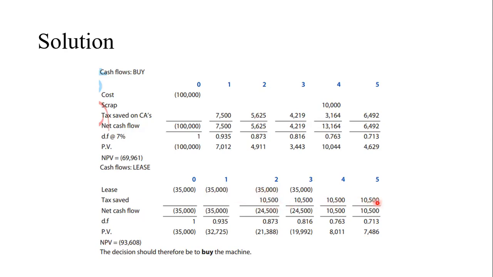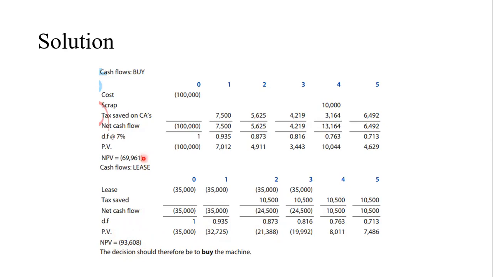You lay it out beautifully. And then here too, the same way, you calculate your net cash flow for each of the years. We have a discount factor, which has been given as 7%. We use that to calculate our discount factors. Then we calculate our present values for each of the years. And we look at what the net present value is. Net present value here is given as 93,608.